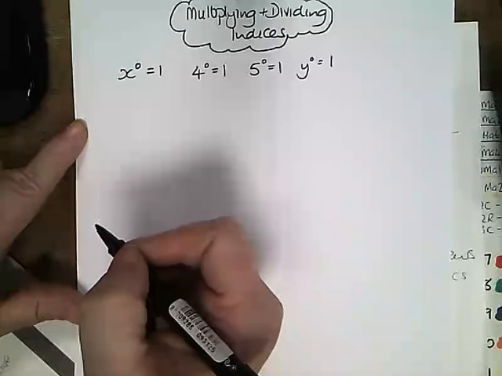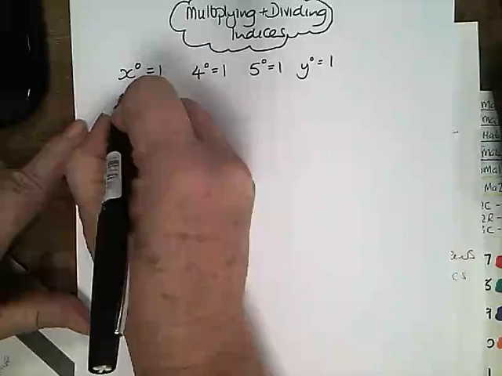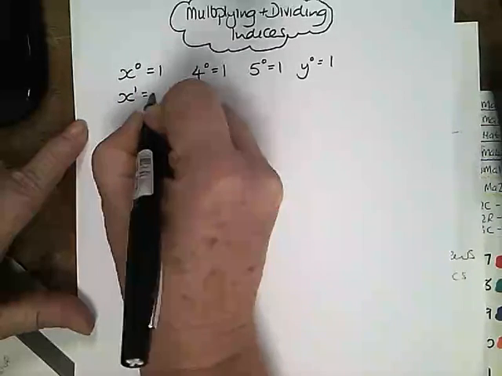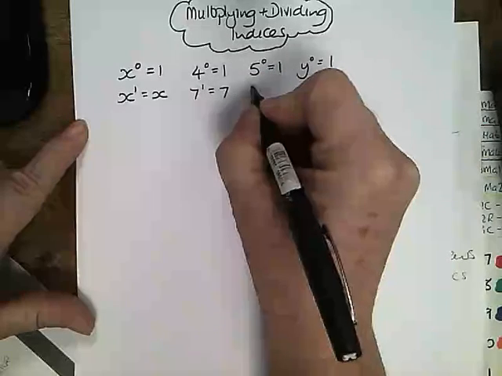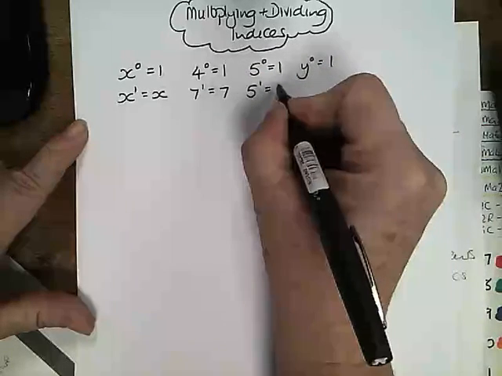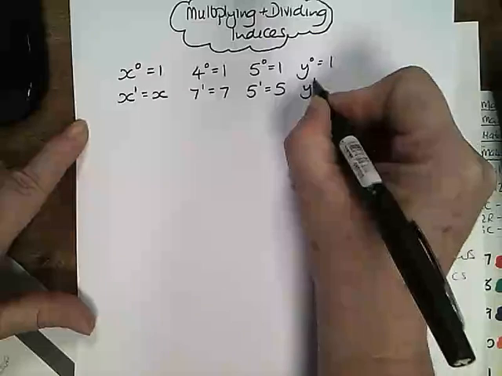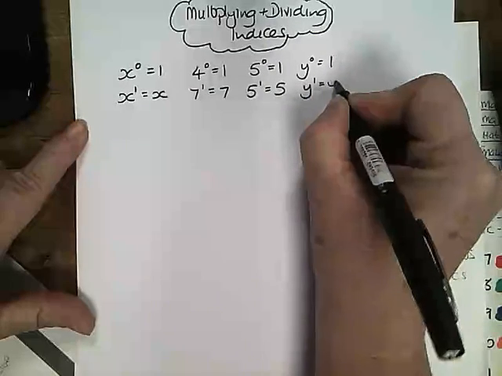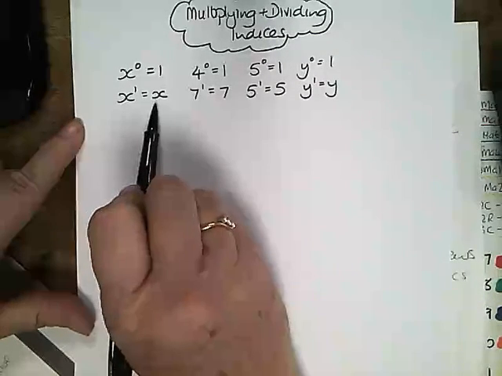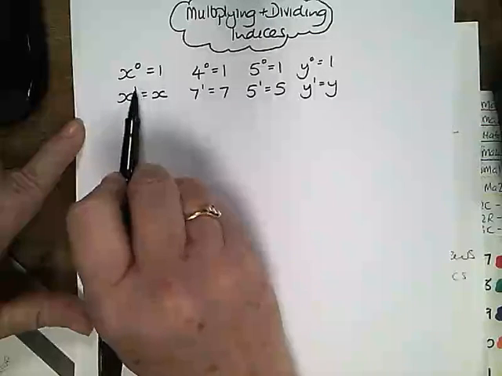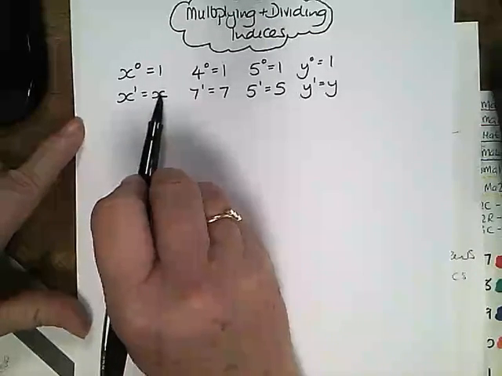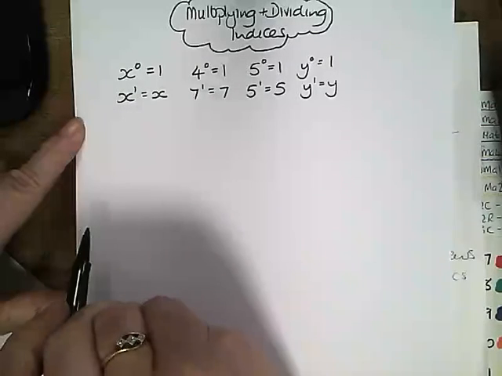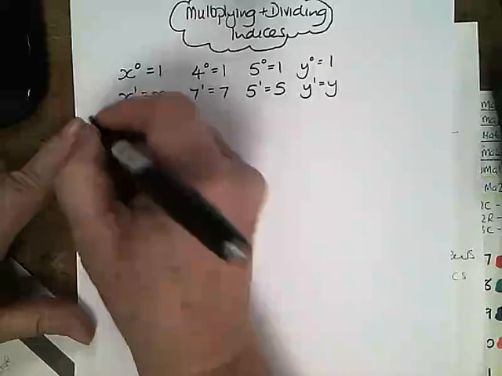Anything to the power 1 is the number itself. So x to the power 1 is equal to x, 7 to the power 1 is equal to 7, 5 to the power 1 is equal to 5, and y to the power 1 is equal to y. And particularly in algebra, we normally don't write the power there. We normally just have an x on its own, but if an x is on its own, you can also assume that it is to the power 1.